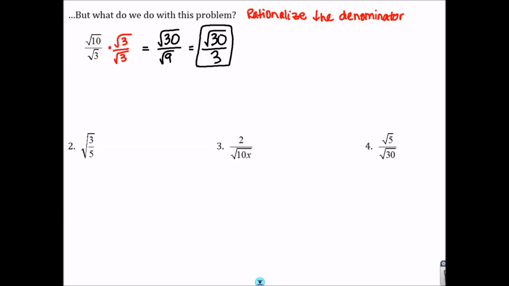With this next example, we have the square root of 3/5. We know from the quotient property in the last tutorial that we can rewrite this as square root of 3 over square root of 5. Then to get rid of the square root of 5 in the denominator, we should multiply both the numerator and denominator by square root of 5, which gives us square root of 15 over 5.